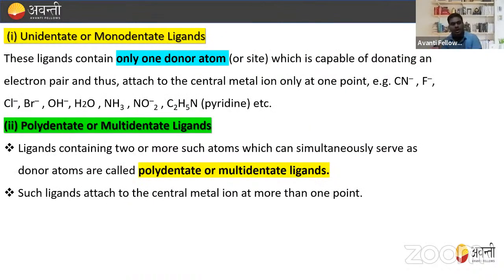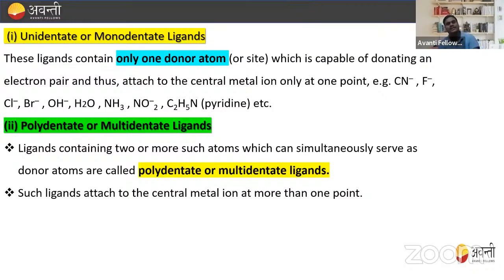Now, on the basis of how many lone pairs a molecule or atom donates, we can classify ligands as unidentate or monodentate ligands, or polydentate, or we say multidentate ligands. So what is a unidentate or monodentate ligand? These ligands contain only one donor atom or site which is capable of donating an electron pair, and thus are attached to the central metal ion only at one point, like CN negative, F negative, Cl negative, Br negative, OH negative, H2O, NH3, NO2 negative, C5H5N, that is pyridine, right? So these have the capability of donating only one donor atom.